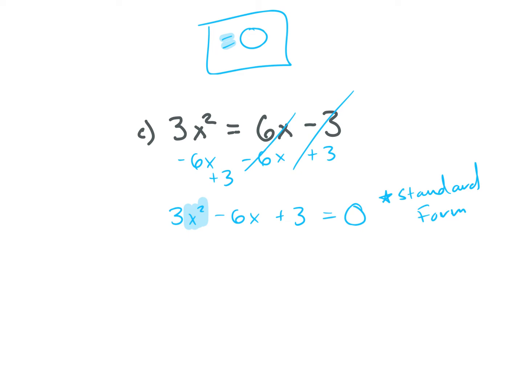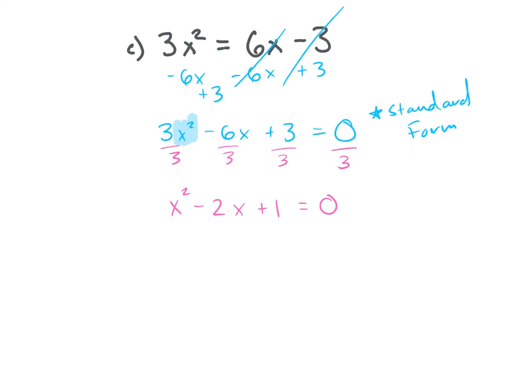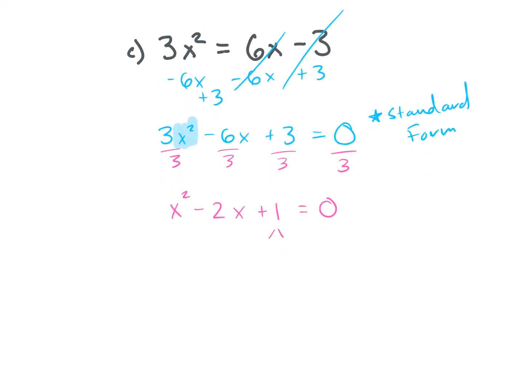All right, what can I do next? Divide everything by 3, so you can take out my GCF. We get rid of it because we're dividing 0 by 3 also. So this would be x squared minus 2x plus 1 is equal to 0. Now we can factor this normally. Do I have 2 factors of 1 that add to negative 2?